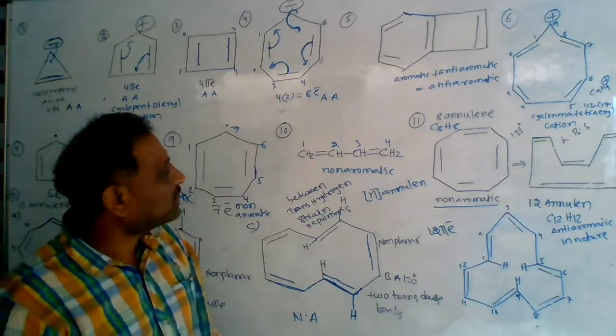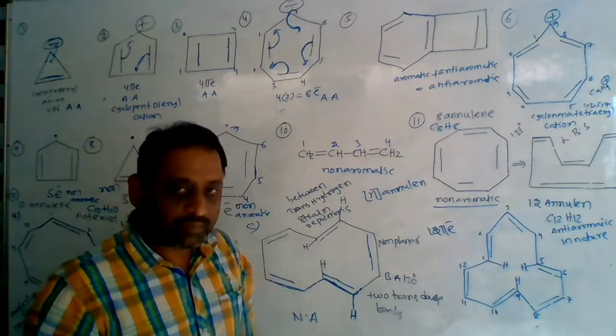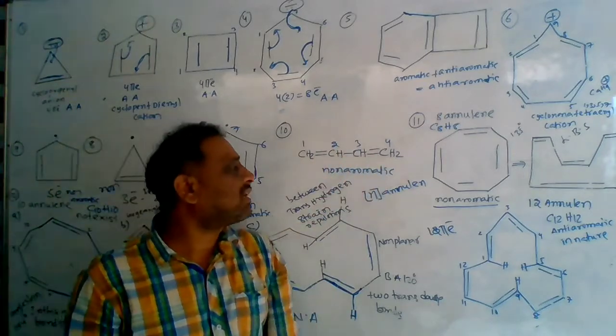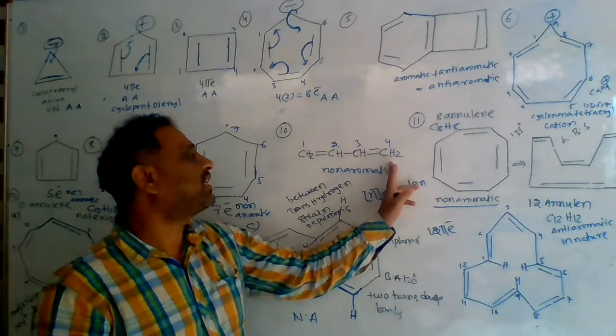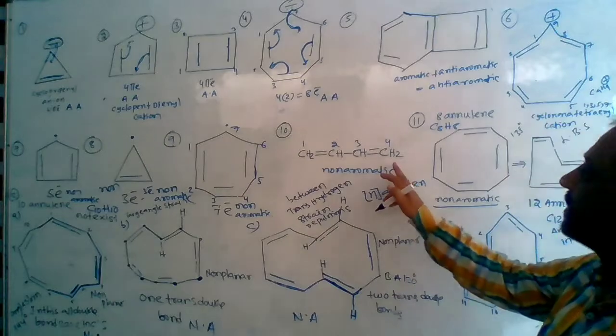And the 10th example is 1,3-butadiene, an open chain compound. It is not a cyclic hydrocarbon, so it is also a non-aromatic compound. Complete conjugation is there, but it is an open chain compound. Hence it is considered a non-aromatic compound.